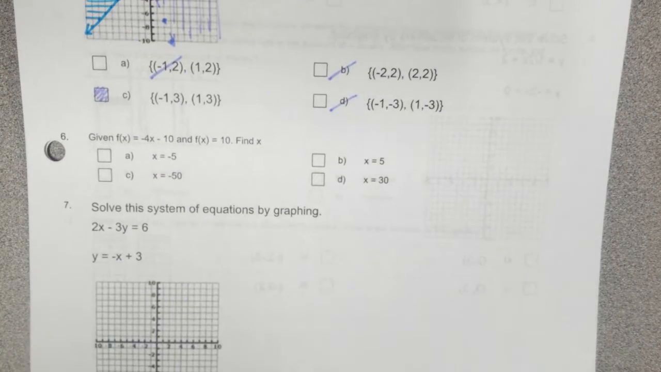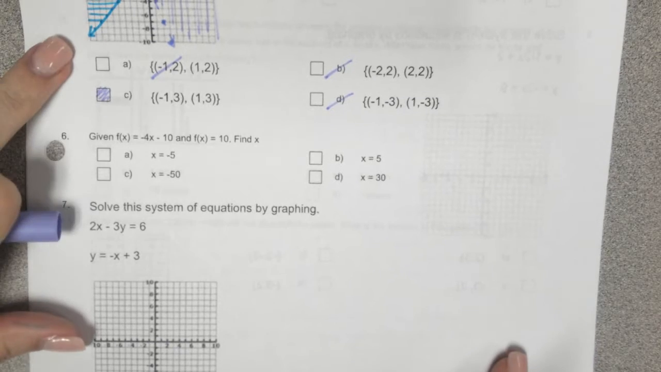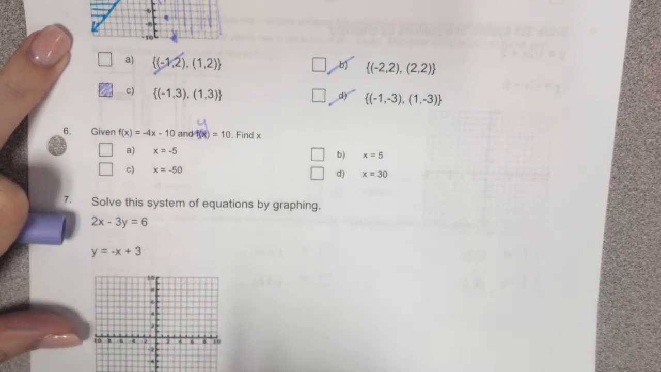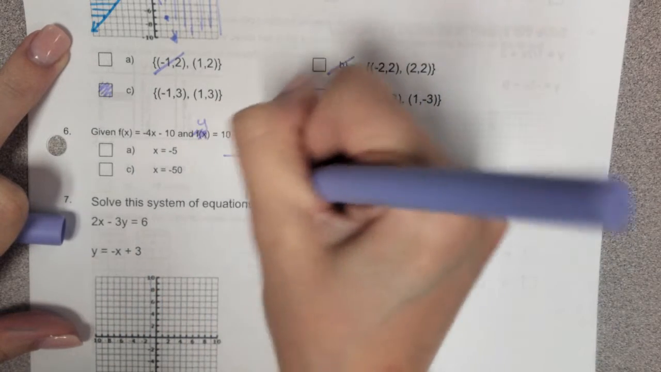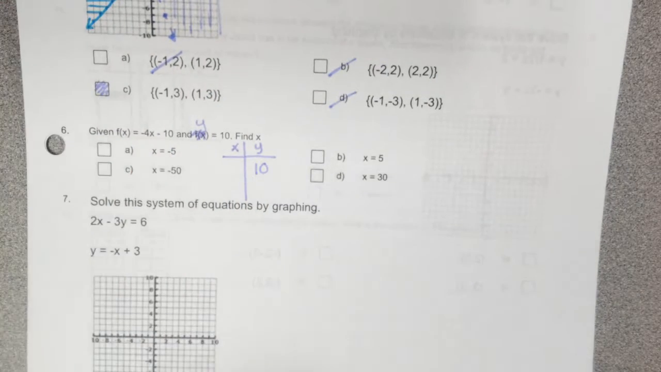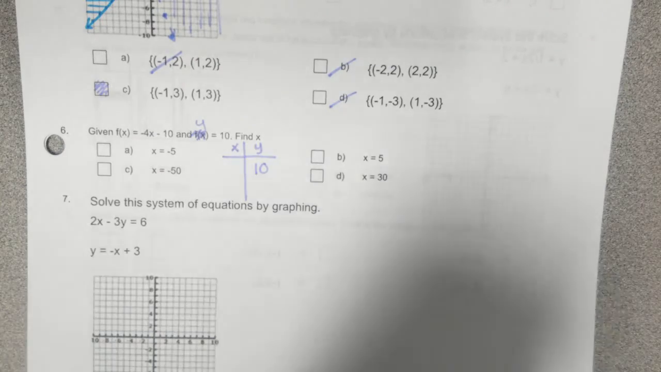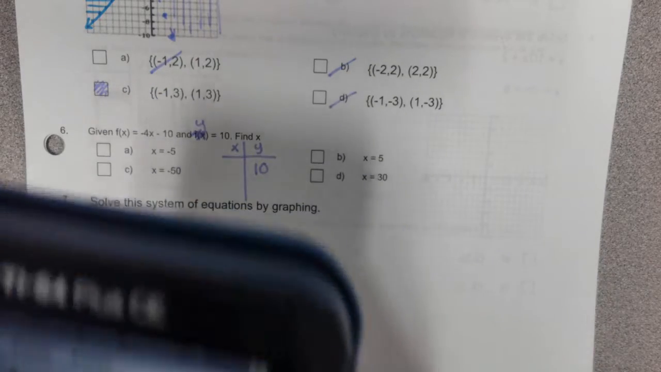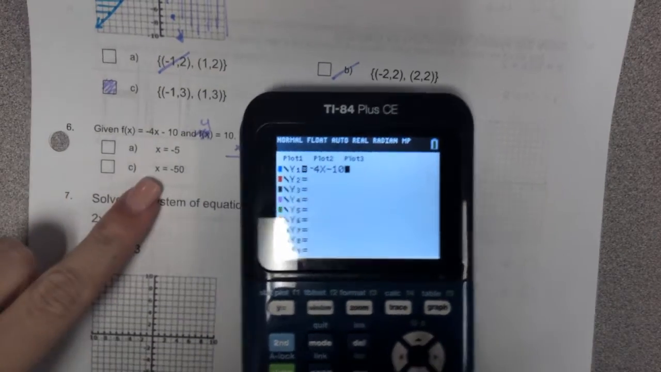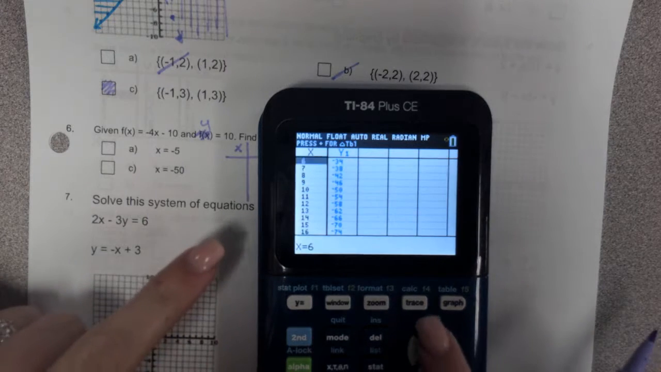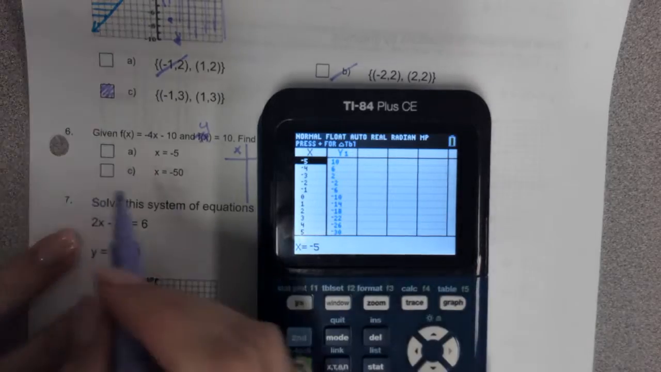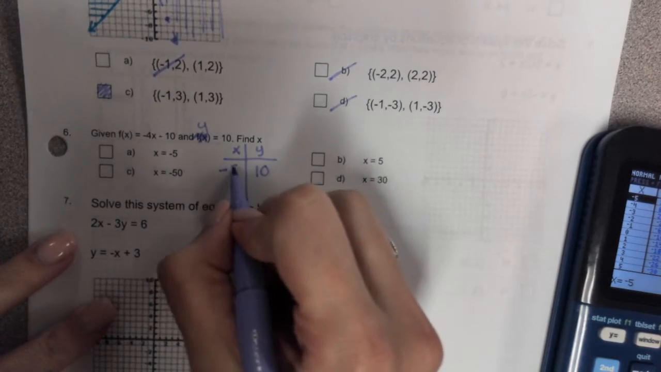All right, given f of x equals -4x minus 10, find x when f of x equals 10. F of x means y, so we're looking for where the y value is 10. So we're going to take this equation and put it in our calculator: -4x minus 10. And we're looking for where the y value is 10. Positive 10 is right there when x equals -5.